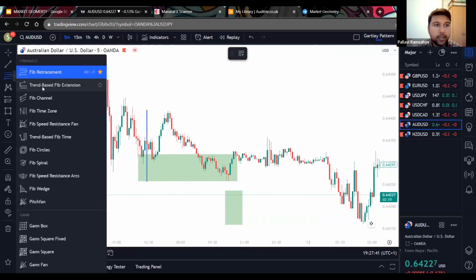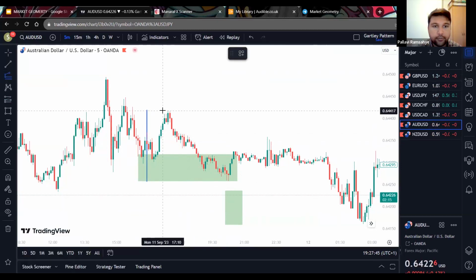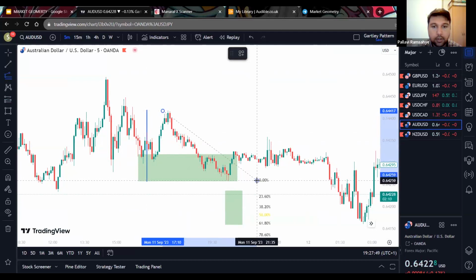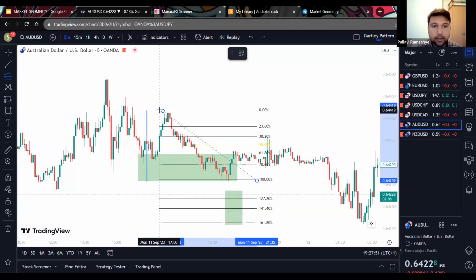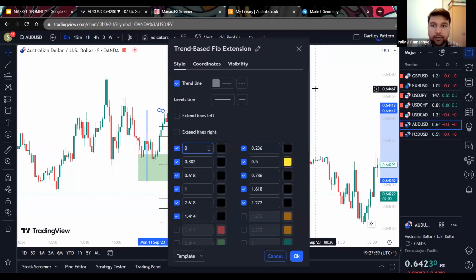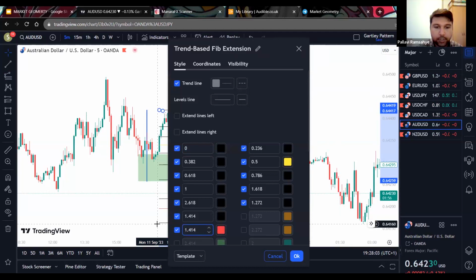So we're looking here, the trend-based fib extension, okay? So from high to low and back to high. And then there you go. You can see here that the percentages are there. The only difference being you'd have to adjust the percentages on this point as well. So we're doing 0.131.